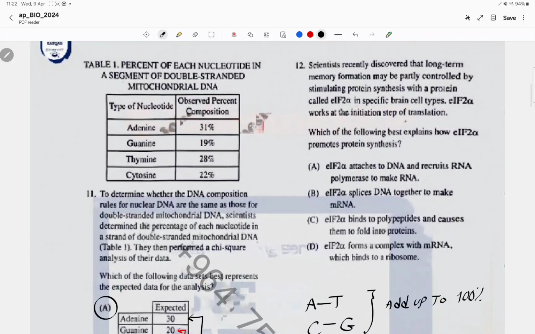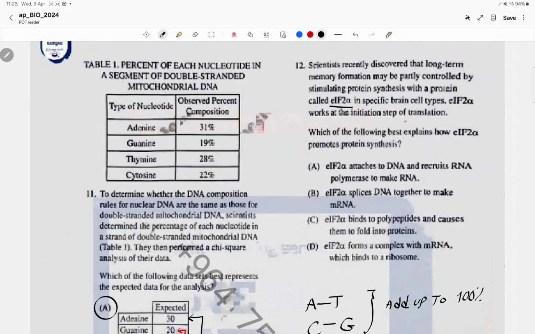Okay, 12. Scientists recently discovered that long-term memory formation may be partly controlled by stimulating protein synthesis with a protein called, I think that's ELF2 alpha, in a specific brain cell type. ELF2 alpha works at the initiation step of translation. Initiation means the beginning. Which of the following best explains how ELF2 alpha promotes protein synthesis?